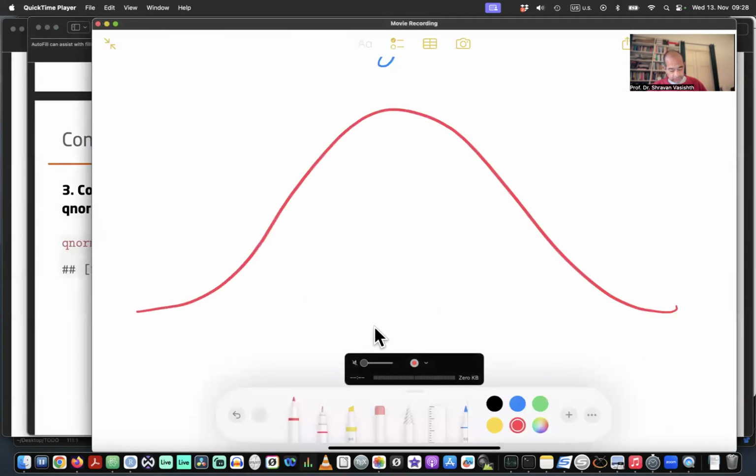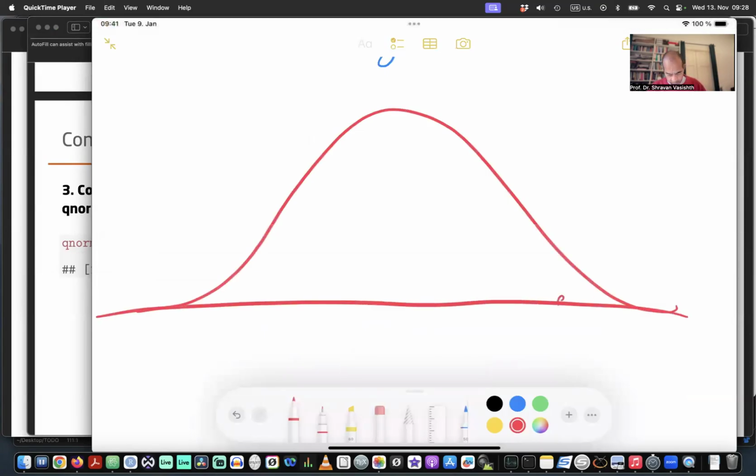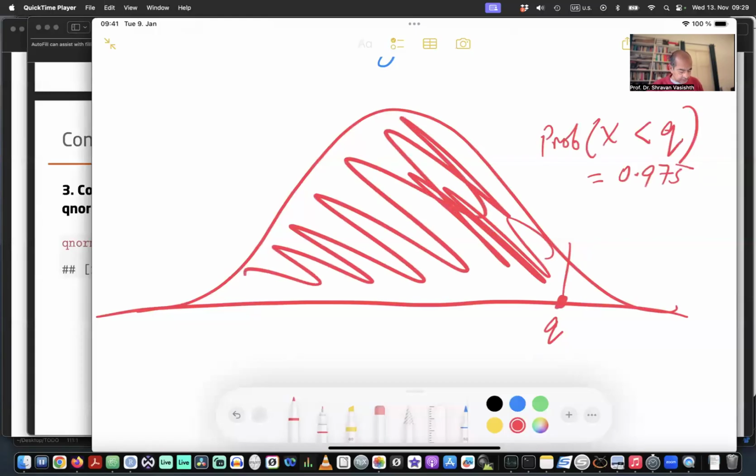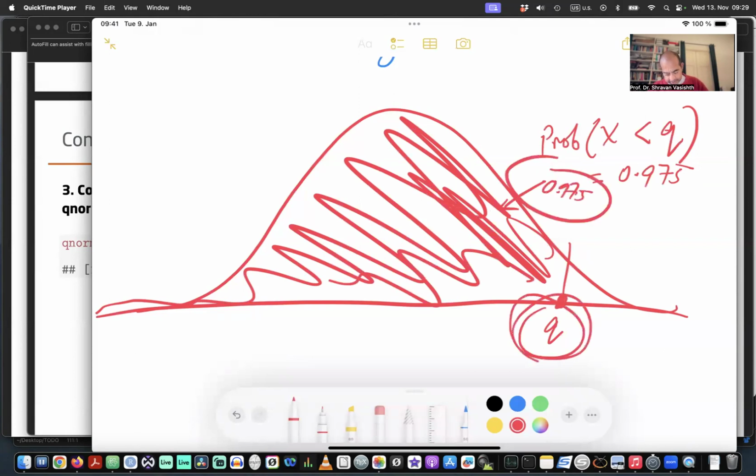So I may want to know, what is this quantile Q such that the probability of observing this quantile or something less than that is some specific number, let's say 0.975 or something, right? So this area under the curve is 0.975. I know the probability, 0.975, but what I want to know is, what is this quantile that gives me that probability? That question is answered by the qnorm function. Q for quantile, right? qnorm function.